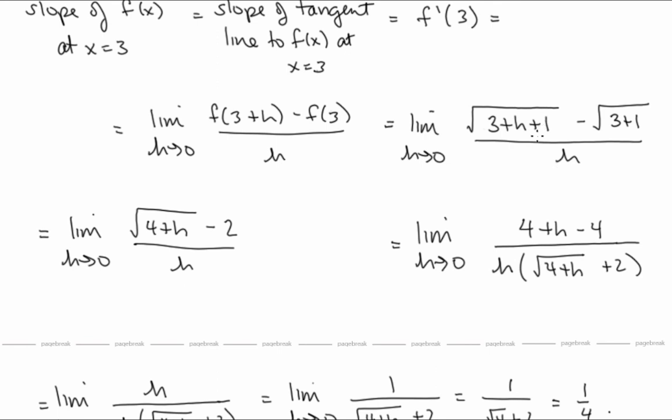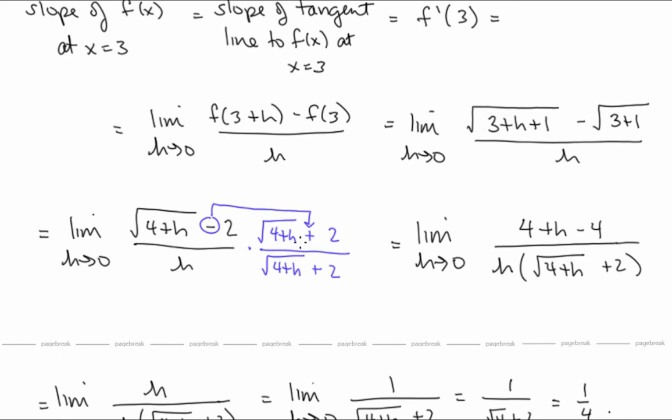And simplifying, our numerator looks like this. We have radical 4 plus h minus 2 over h. But in order to be able to factor and cancel an h, we're going to have to get this h out of the radical sign, which means we are going to have to multiply by the conjugate here, so that's going to be radical 4 plus h plus 2 over itself. And again, the conjugate means this negative turns to a positive.